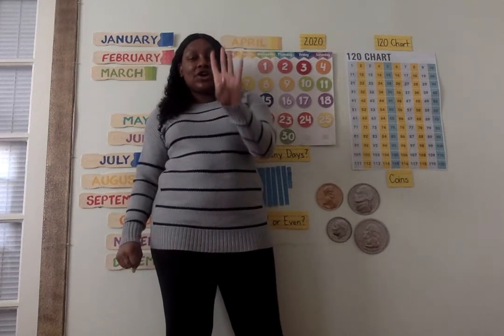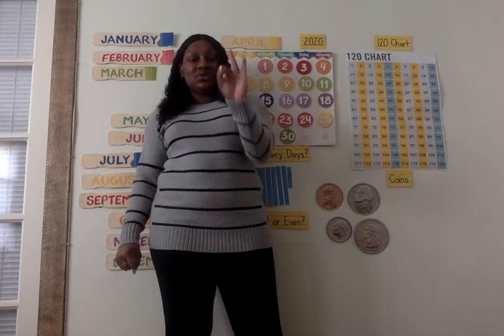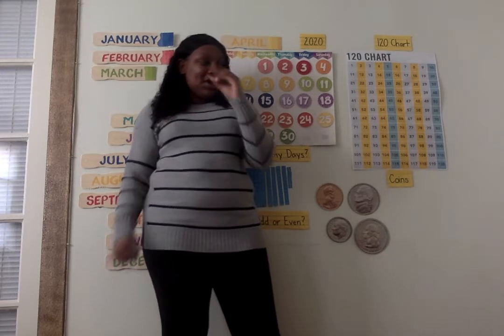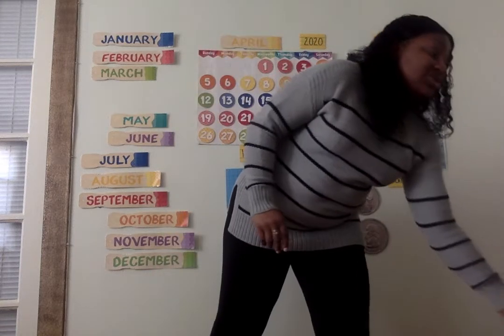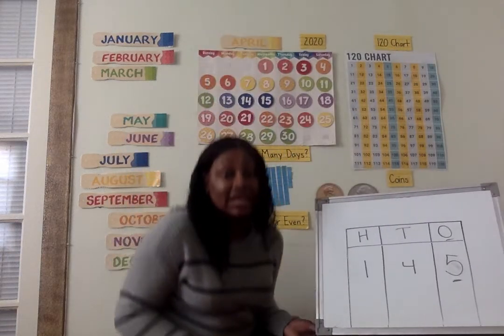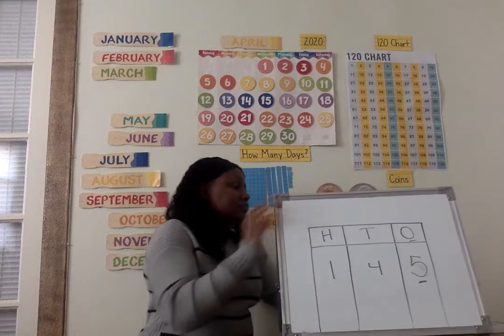Switch. Count back by ones. 10, 9, 8, 7, 6, 5, 4, 3, 2, 1, 0. Friends, I'm so excited to write numbers in expanded form with you.